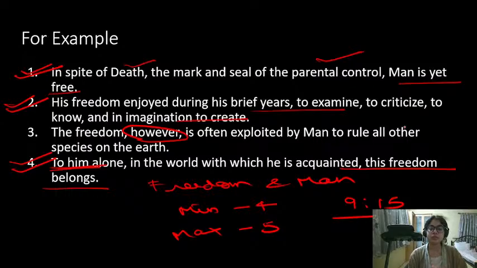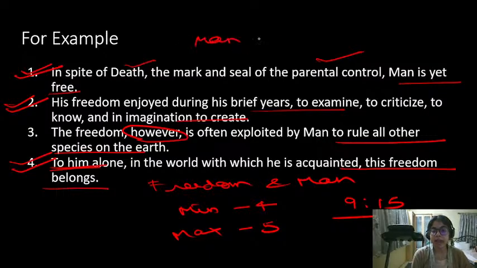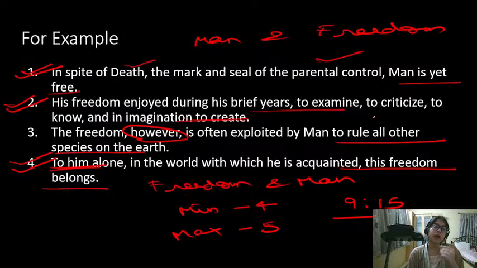The freedom, however, is often exploited by man to rule all the other species on earth. Right? Now, here it's not talking about freedom of a man. Okay, it's talking about a completely different thing. Here, the whole element was man and freedom, and statement 3 is talking about freedom of other species, which then man exploits to control. So, this is the contradiction that statement 3 is trying to highlight, and clearly that is the odd one out. So, this is how you ideally solve an odd one out sentence question.